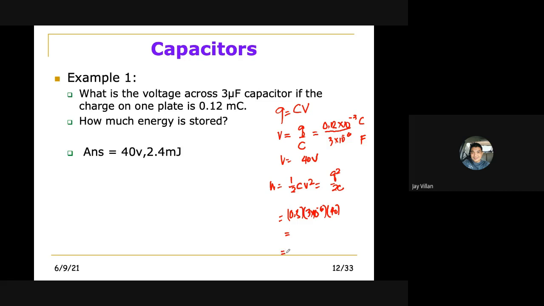Okay, or this is 0.12 times 10 to -3, excuse me, squared divided by 2 times 3 times 10 to -6. So are these two values the same? Is this both equal to 2.4 millijoules?